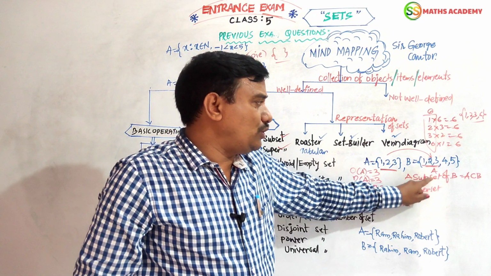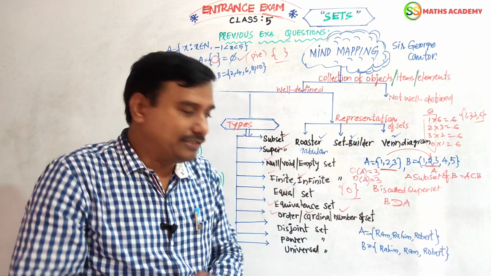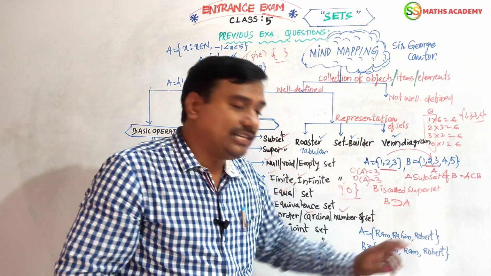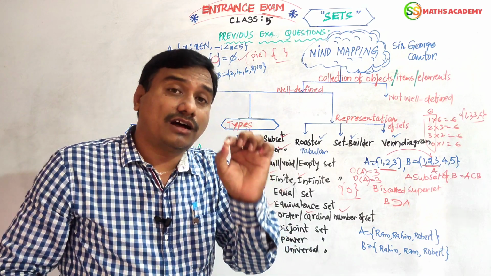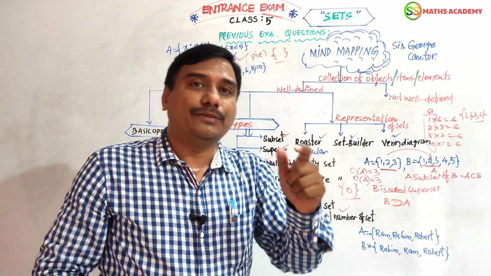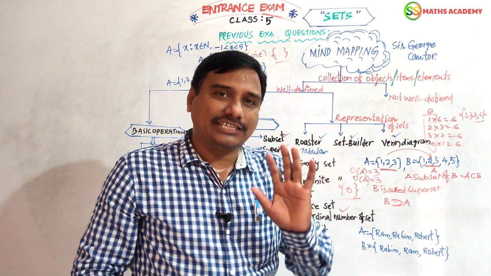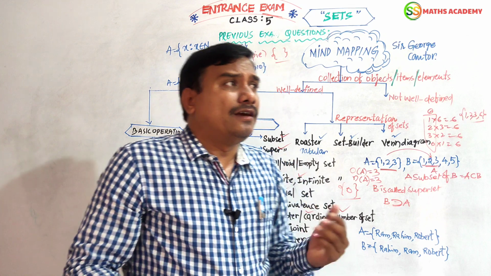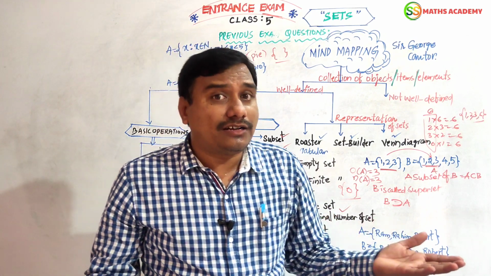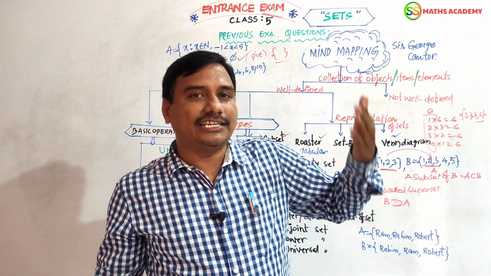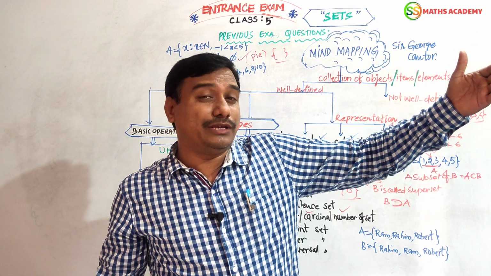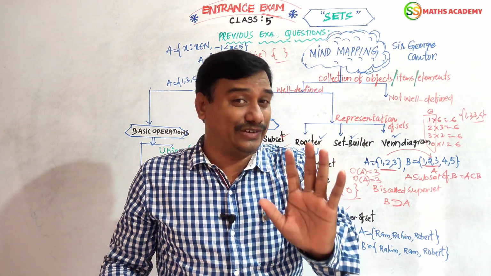This set consists of 1, 2, 3, 4, 5, which is 5 elements. This set consists of 1, 2, 3, which is 3. That is called the order or cardinal number of a set. The overall number of elements of a set is called its order: here 3, here 5. Like that we can say. For example, for the set of natural numbers, its order is undefined because the set is infinite. So the order is possible only for finite sets.